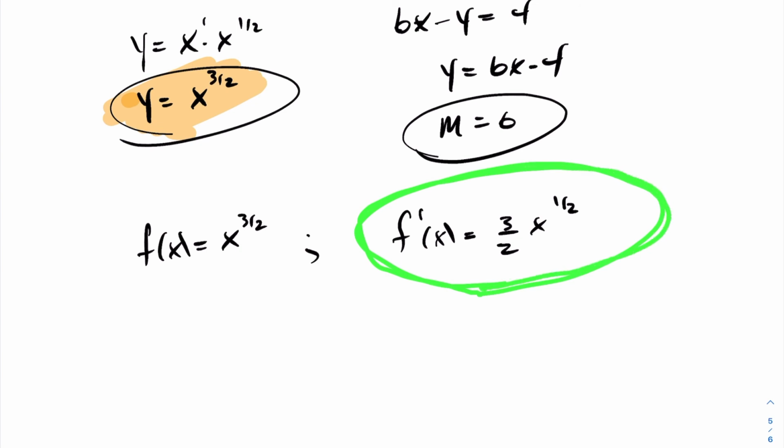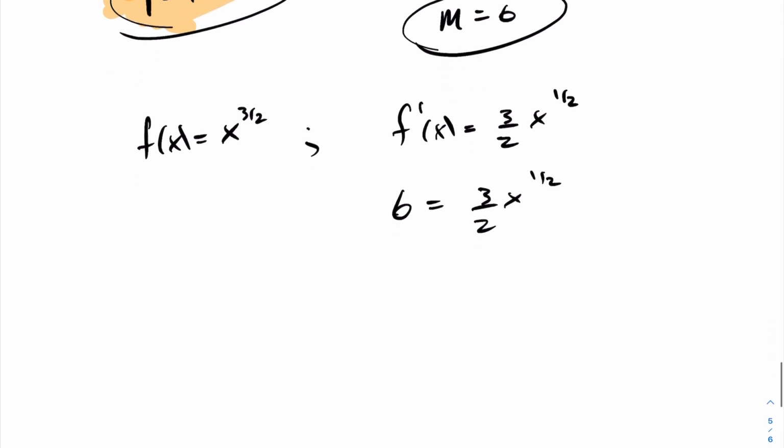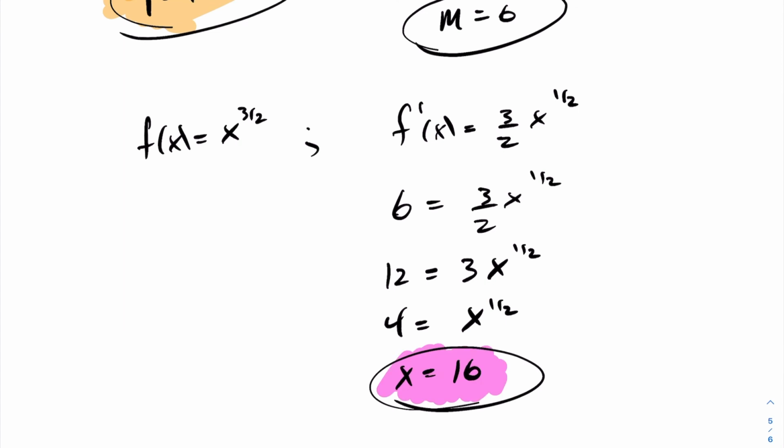I want to find all of the tangent lines whose slopes are exactly 6. So set this equal to 6 and solve. Solving this here, we get 12 is 3 x to the 1/2. 4 is equal to x to the power of 1/2. In this case here, we can square both sides, in which case I get x equals 16. So therefore, there's exactly one point on this curve where the slope is exactly 6.